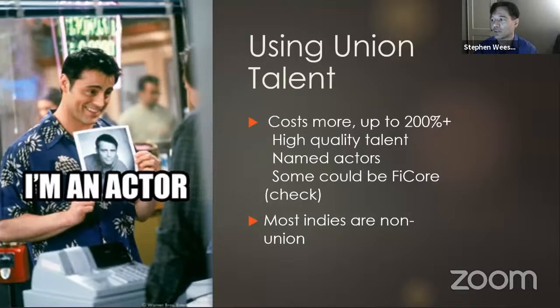Well, there might be, yeah. That's why I said don't use those places, because they could flake or scam you. Definitely use people that are actually trustworthy. Union talent usually costs double what the going rate is. But if you want a named actor, you're usually going to have to go union, and that flips the whole project union, and you have to pay everybody union rates. But most indie stuff is not union.